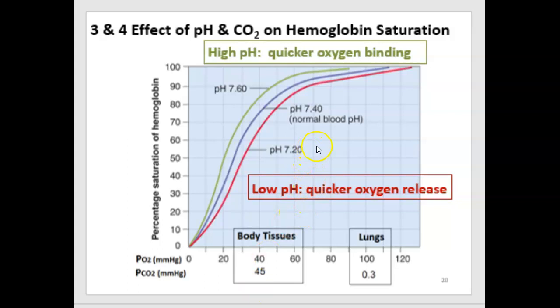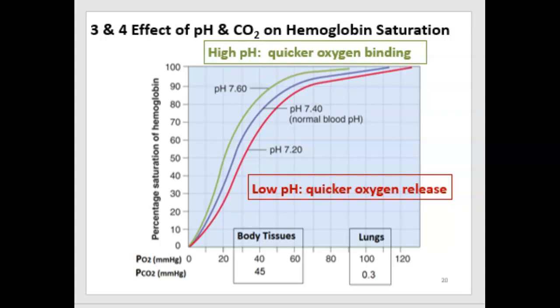And at low pHs, 7.2, normal 7.4 by the way, 7.35 to 7.45. Actually, you had to know that, right? At low pHs, you get slower binding of O2, slower saturation, but what that means in reverse is that you're actually getting quicker oxygen release. It's very cool.